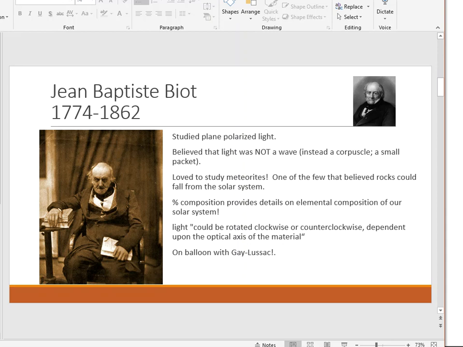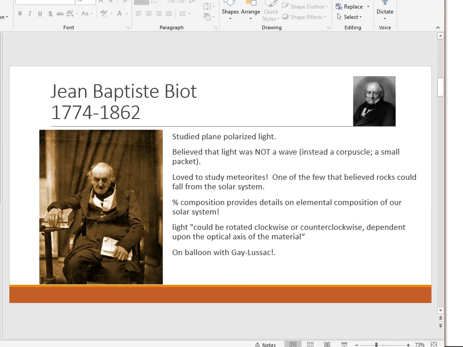He also loved to study meteorites. He was one of the few that believed back in the day that rocks could fall from the solar system, and that if you could gather these rocks up and take them back to a laboratory, you could understand more about the solar system and about what was in outer space and way up into the sky. Because during 1774 to 1862, man had not walked the moon yet. So all of that was unknown in a way, and they had no clue what was out in outer space.